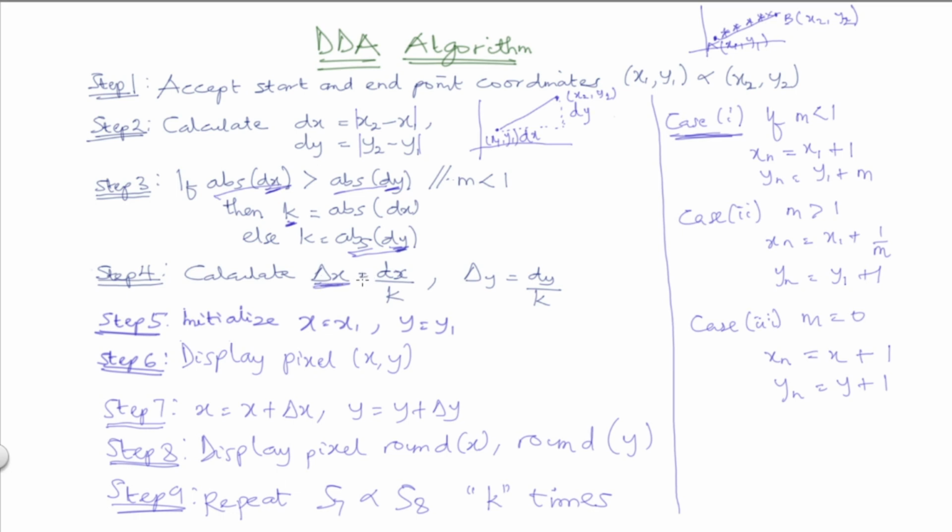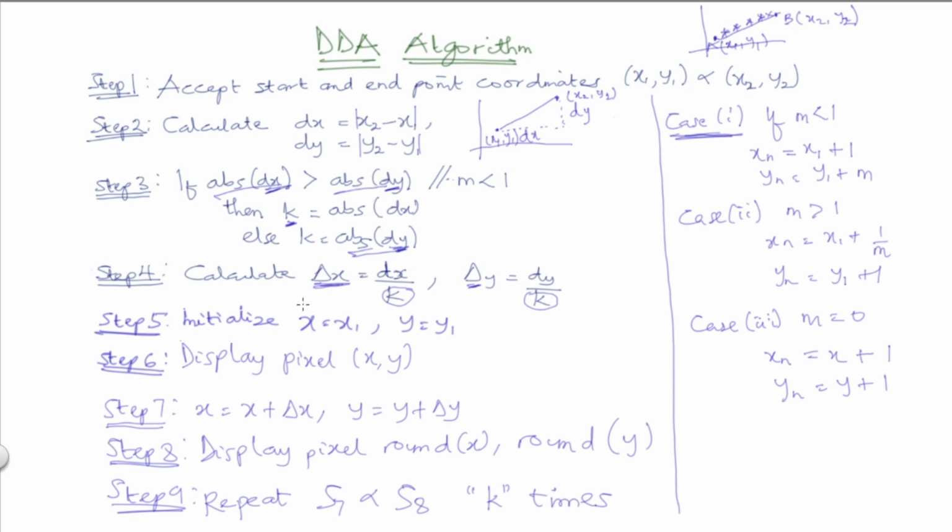The next thing is to calculate the change in x, which will be equal to dx divided by k, based on whether m is greater than 1 or m is less than 1, and also the change in y, using the k value that has been given from here, depending on the type of gradient or the type of case that is being used.